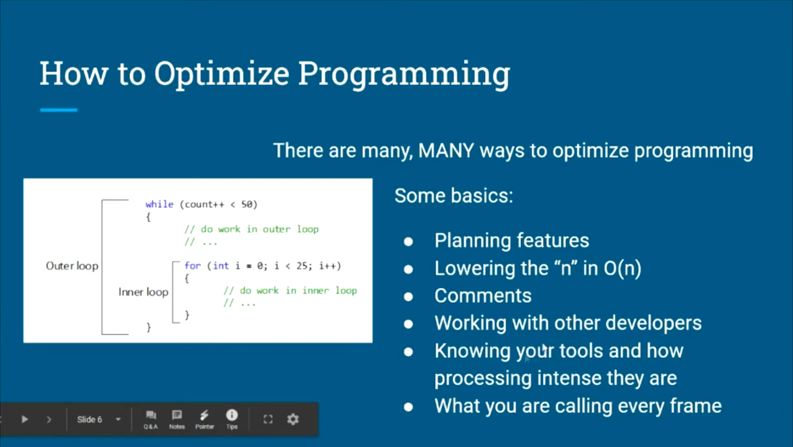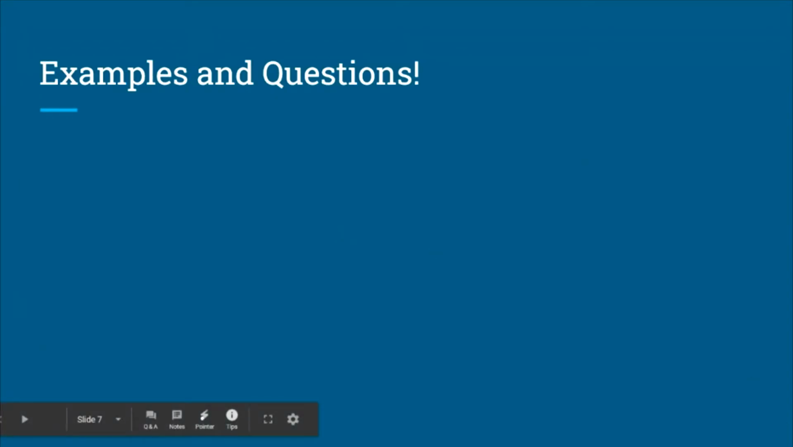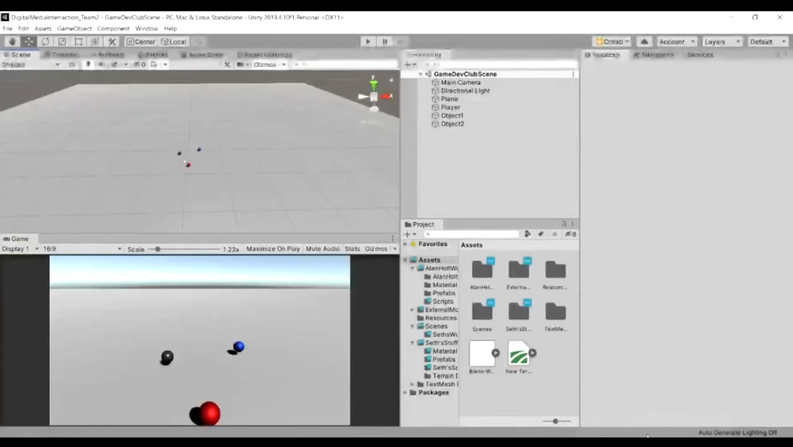And in terms of game design, what you're calling every frame, right? These are all things to keep in mind for programming, because if you do too much of any of this, you'll start seeing frame drops. You'll start seeing possible crashes, etc., just because you're not being efficient enough in it. So let me pull out some examples first before we have some questions.